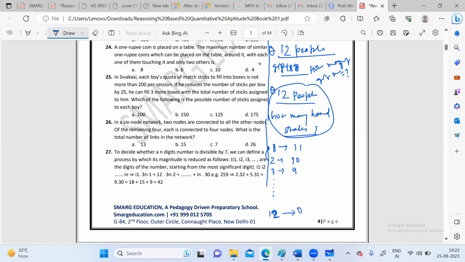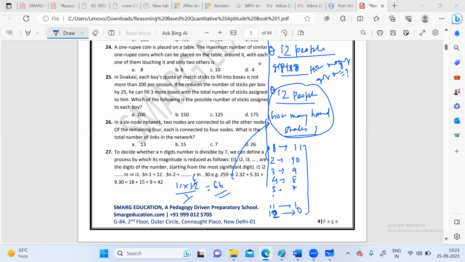So the total number of handshakes will be: the 11th person will shake hand with the first person, just one person. So the total number of handshakes that happened here is 1 plus 2 plus 3 plus 4 plus and so on up to 11. When we add 1 to 11, it will be 11 into 12 by 2, which is 66. So the answer to the second question is 66 handshakes.